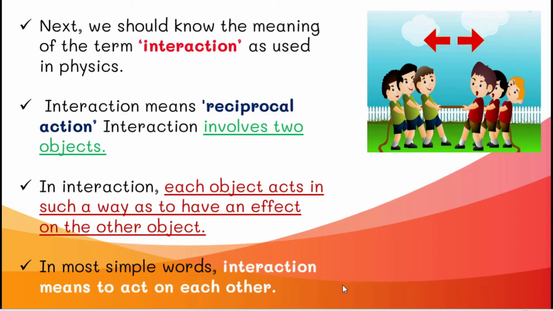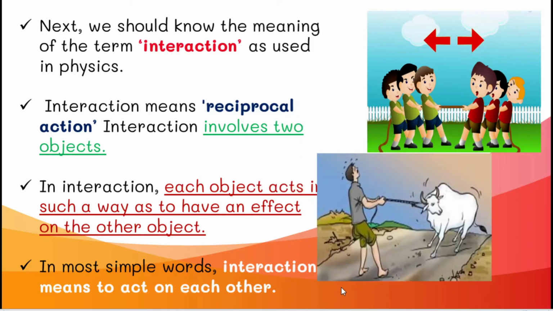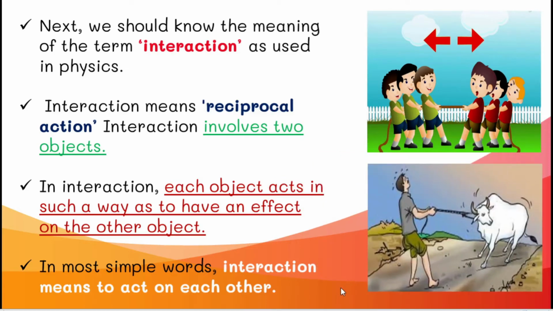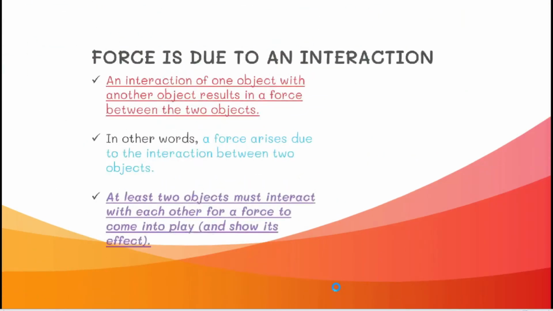So from this we can easily understand that interaction means to act on each other. The forces act on each other. Interaction means the forces act on each other. You can see in the picture, the man is pulling the cow, and the cow is also pulling the man. So here also there is an interaction between two objects. That means they act on each other.